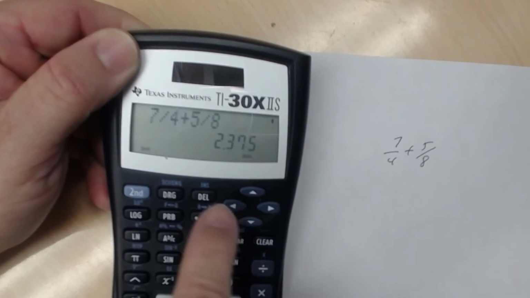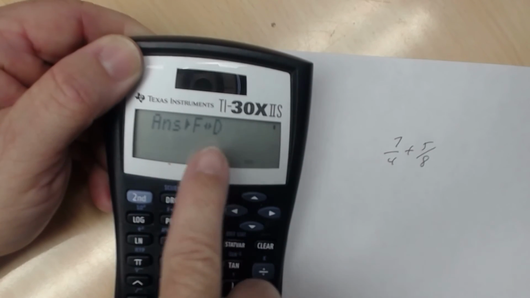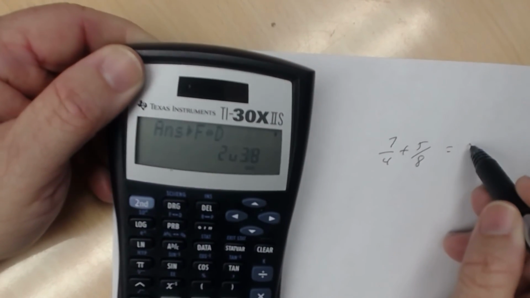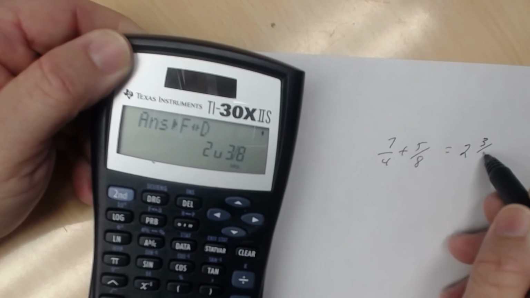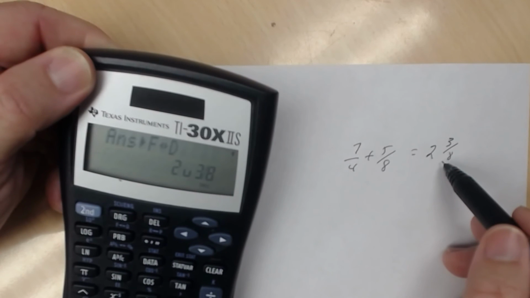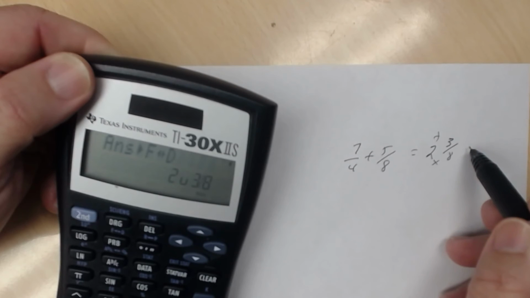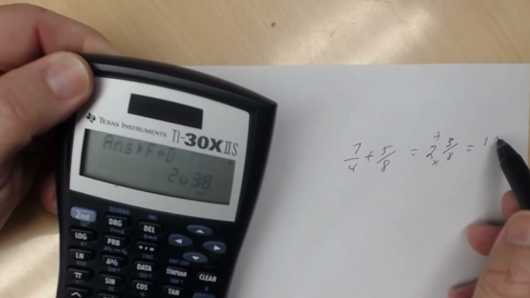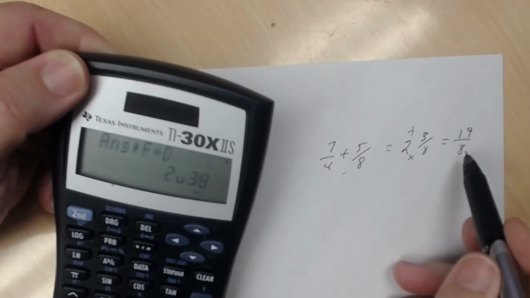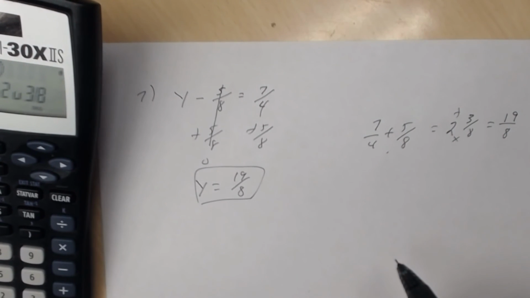So you're going to say second, PRB, so that remember how you get this fraction to decimal. Say equal, and you get this mixed number. So this right here is 2 3/8. But then you got to remember that I've got to change this back to an improper fraction. Don't leave it as 2 3/8. Write it as an improper fraction. So you can say 8 times 2 is 16, and 16 plus 3 is 19 over 8. So 7/4 plus 5/8 is 19/8. Okay?